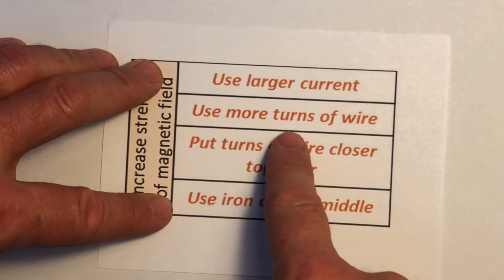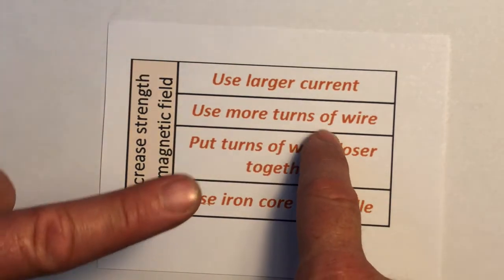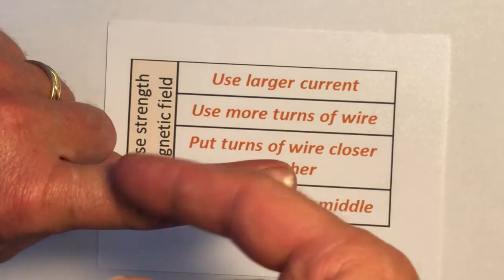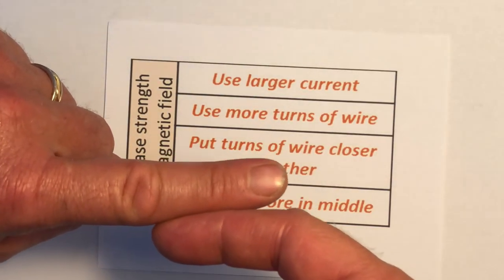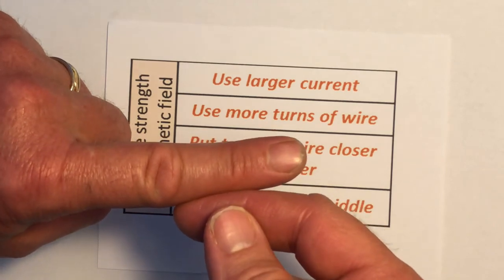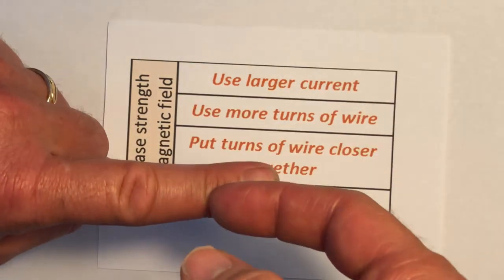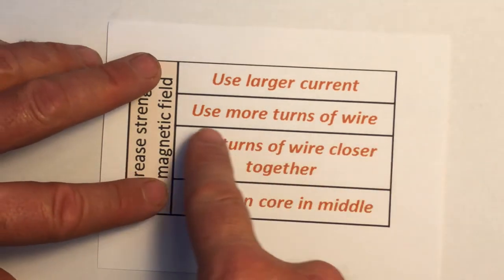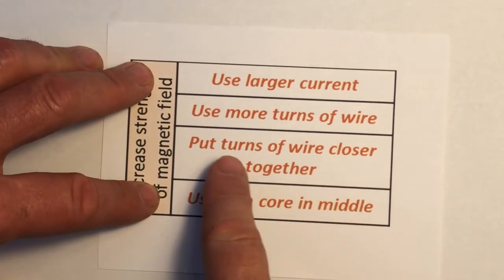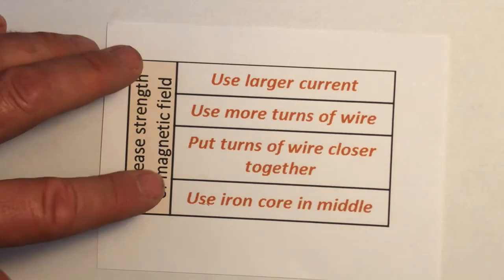Another way of increasing the strength is to use more turns of wire. On my finger there, if that was an iron nail and I wrapped 10 coils of wire around it, it would pick up a certain number of paper clips. If I then wrapped 20 coils of wire around it, it would pick up more paper clips. More turns.